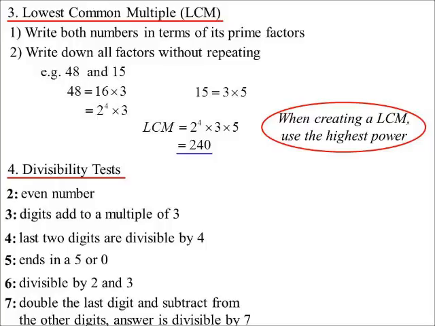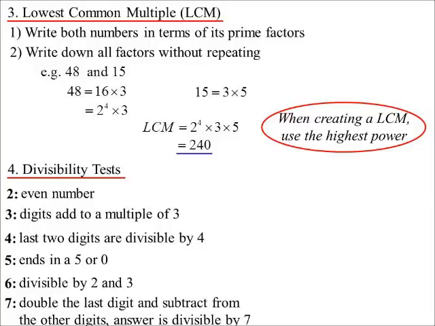Give me a number divisible by 7. We know it's divisible. 126. So we get the last digit, double it, and subtract it from the other two. 12 minus 12 is 0. Is 0 divisible by 7? Yeah. So therefore 126 is divisible by 7. So there you go, that's 7. Double the last digit, subtract it from the other ones. If the answer is divisible by 7, so is the original number.